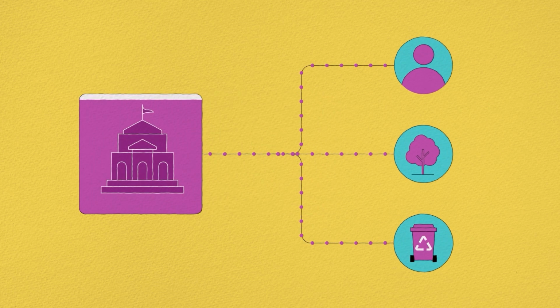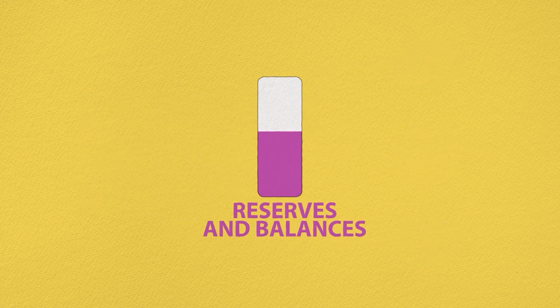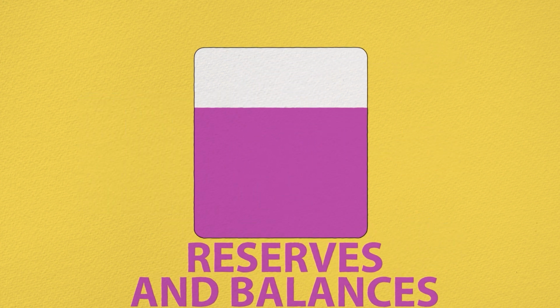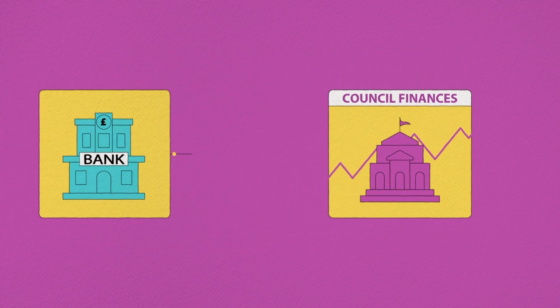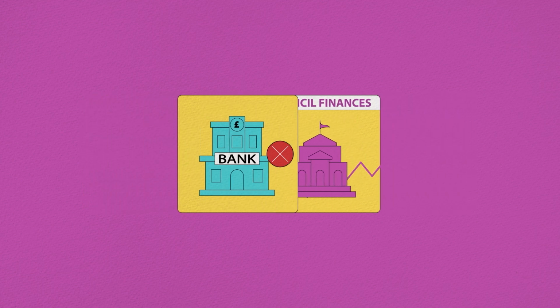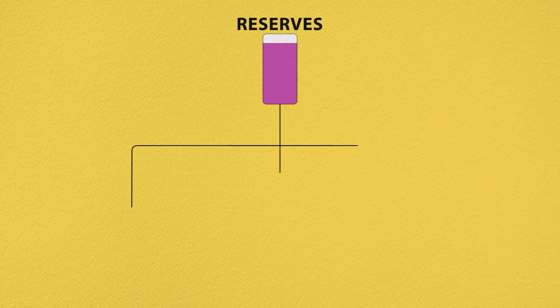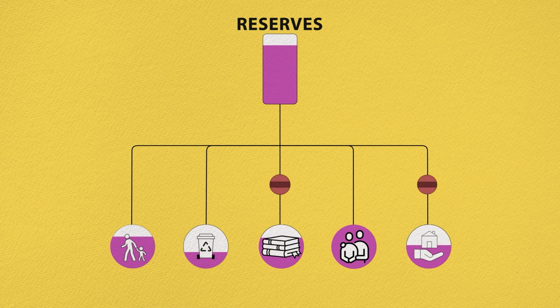Any council funds which aren't allocated for short-term spending are known as reserves and balances. They're a particularly important tool in managing council finances because councils are not allowed to borrow to balance their revenue budgets. In a similar way to a household savings account, reserves can only be spent once, so councils need to have clear policies in place for approval of any reserve spending.